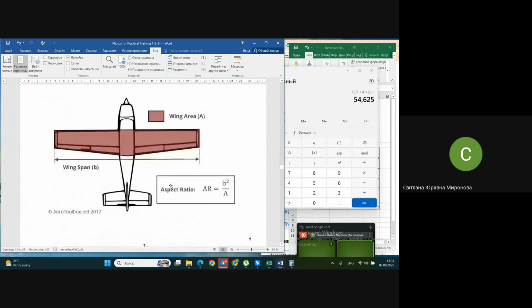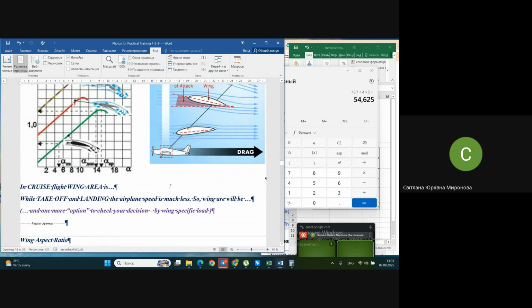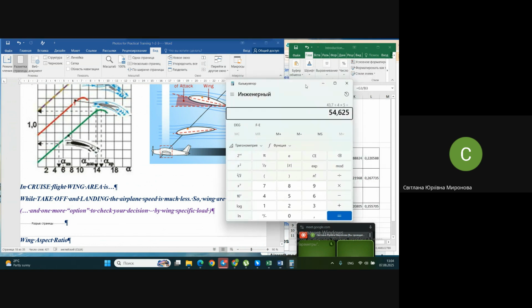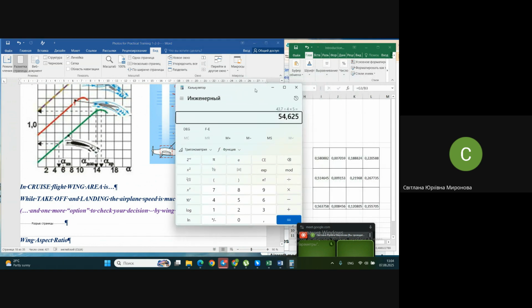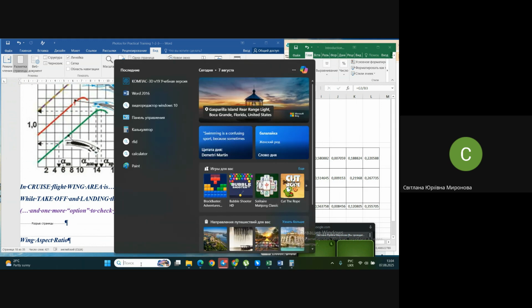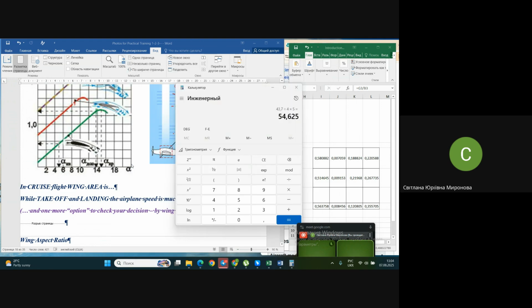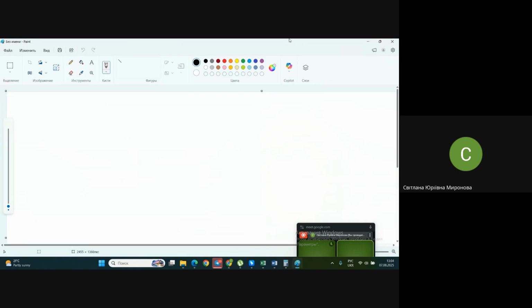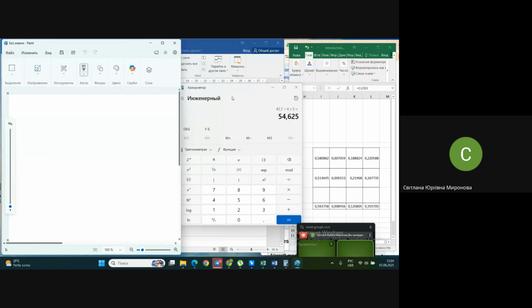Calculator is open. My notebook is ready. Let's repeat these dreadful calculations. Maybe better even to use Paint in order not to spoil slides additionally. We will use Paint and calculator.